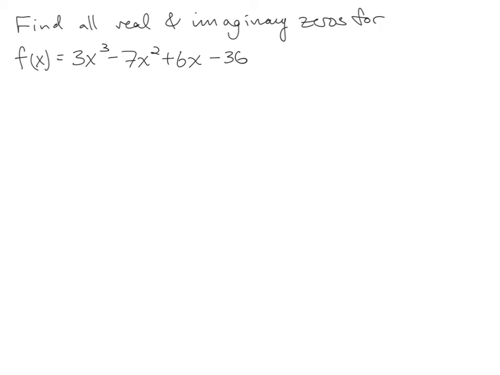So here we have another example. The directions look a little different. That is, find all real and imaginary zeros for this function. And essentially what I'm going to do in addition to this is I will also be factoring this function because it's just like a byproduct of finding zeros. So let's begin. Let's find our possible zeros here.